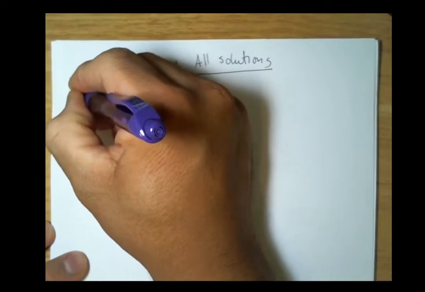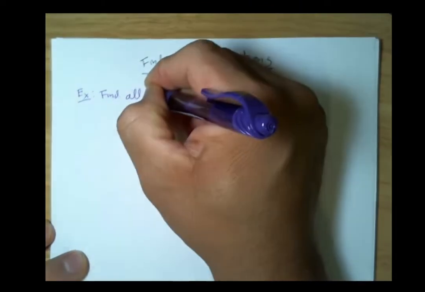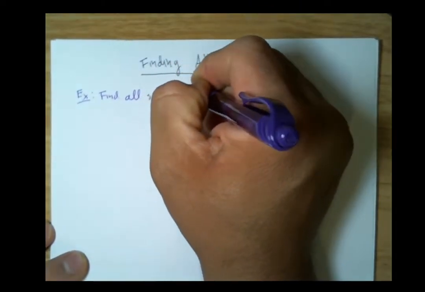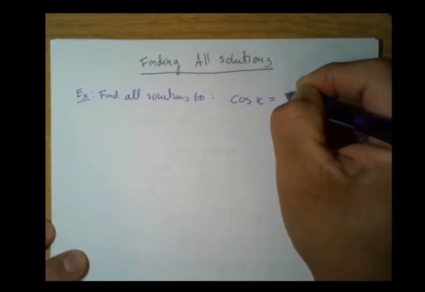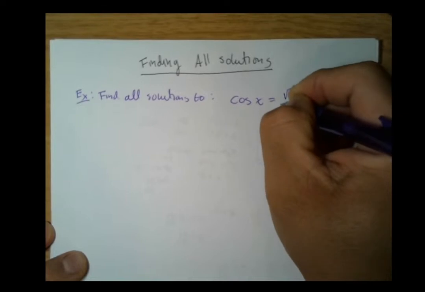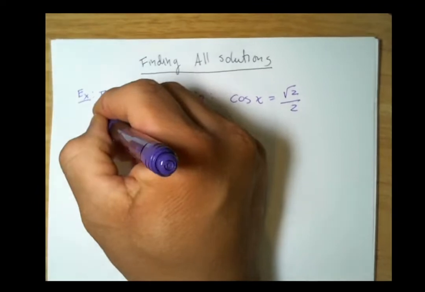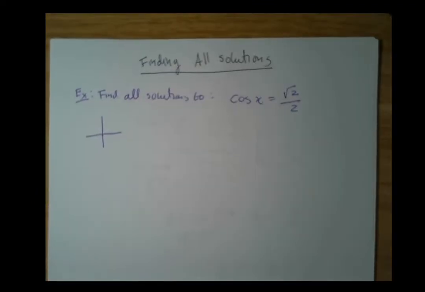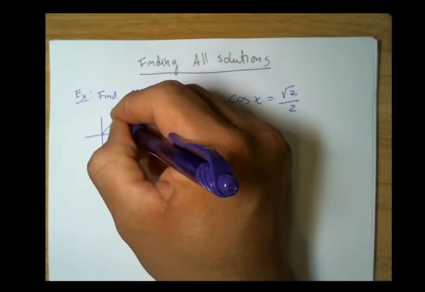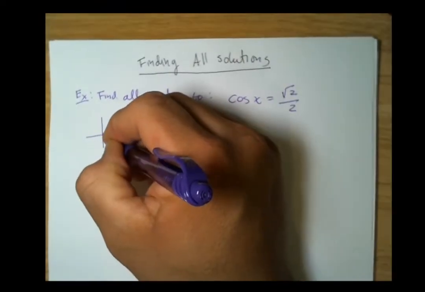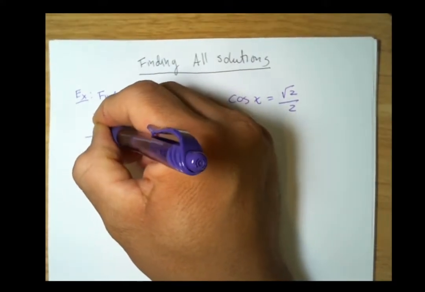So in this example, find all solutions to the equation cosine of x is equal to root 2 over 2. Again, our function is periodic. So I know that the cosine is positive in quadrant 1 and in quadrant 4. So the solutions are this angle here and this angle over here.